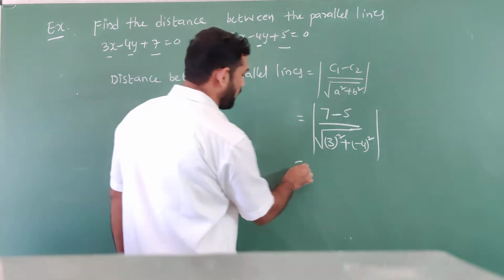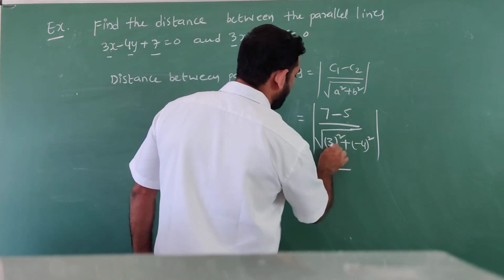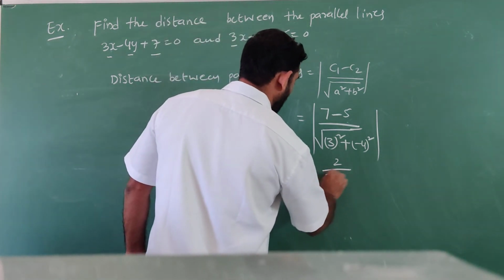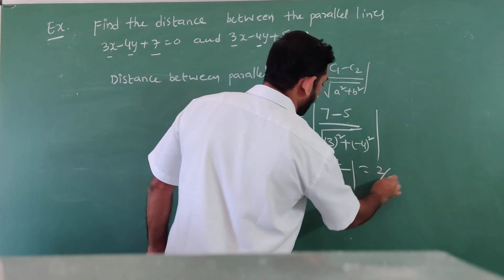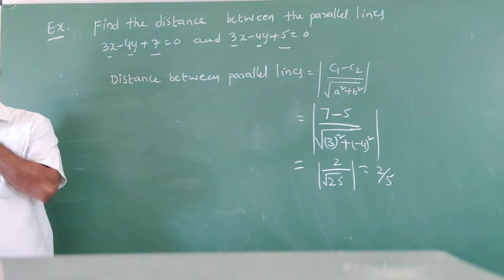Then simplified, what are we getting? 7 minus 5, 2, divided by this value simplified. So 9 plus 16, root 25. Root 25 means 5. So the answer is 2 by 5. This is also 2 by 5.